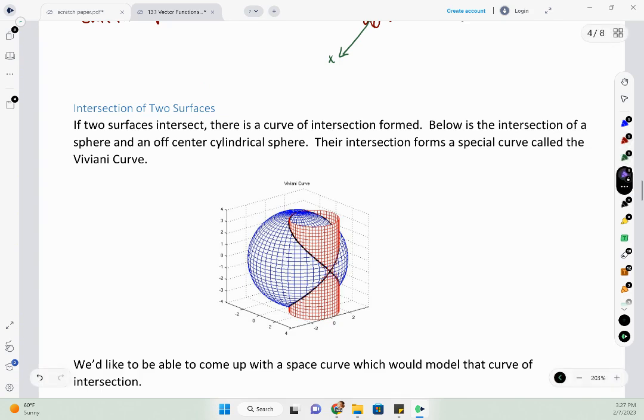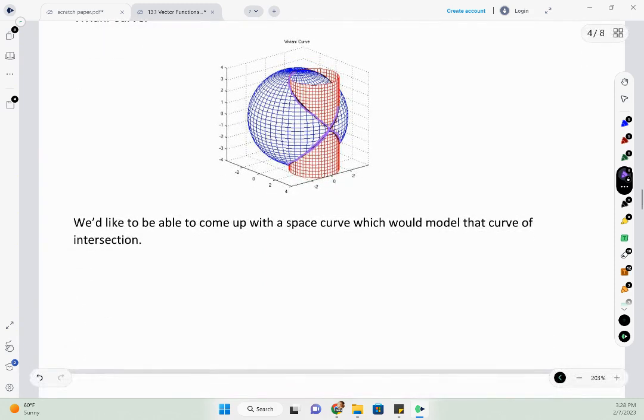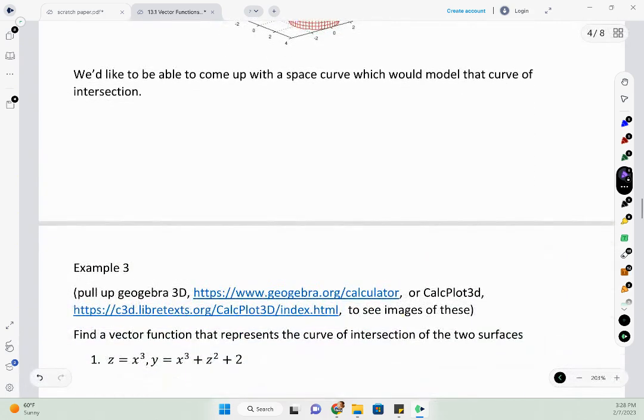Now notice that there is a curve of intersection that is created where the cylinder cuts through the sphere. And so we can actually find those things if we have two surfaces and we're trying to figure out what's the curve of intersection. We can totally find that. All right, so let's do that.